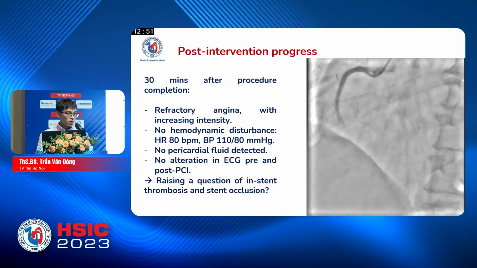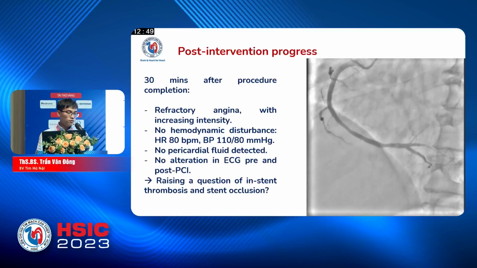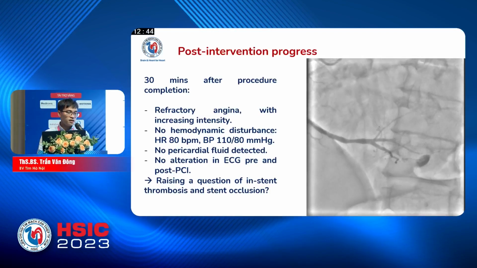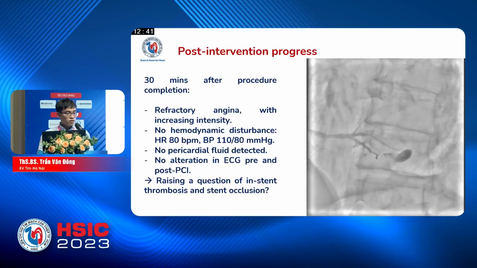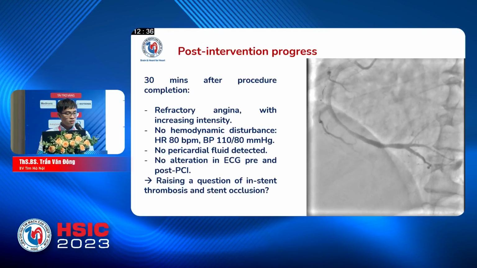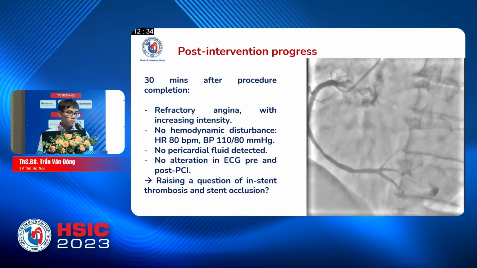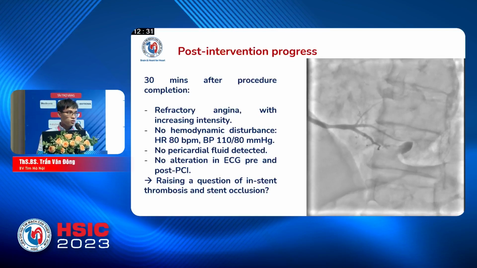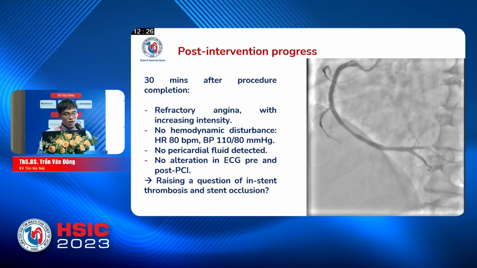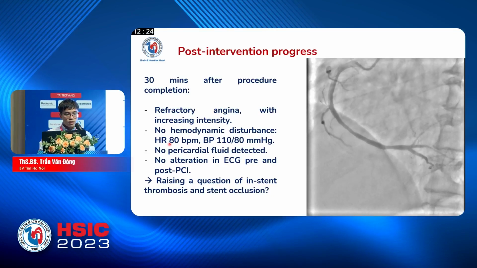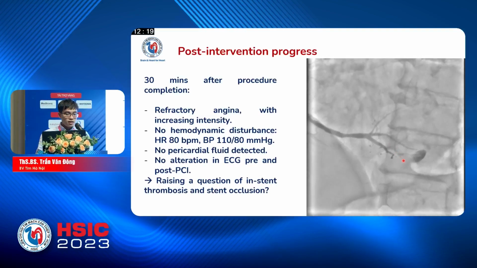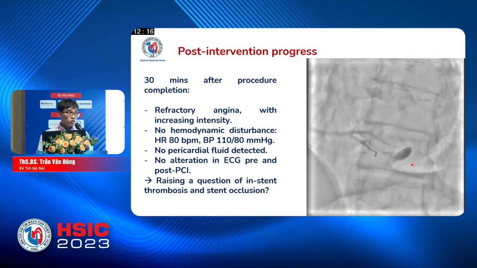We did an echo, and we found no pericardial fluid, and also no alteration in ECG pre and post PCI. And it raised a question, the first question popping out was, is that in-stent thrombosis or stent occlusion? So we took the patient to angiogram again, the second time. And here you can see there is a perforated point from the distal of the RCA, possibly caused by the guide wire, and it caused a little pericardial effusion.